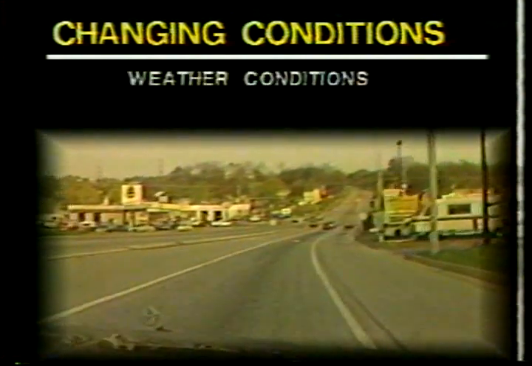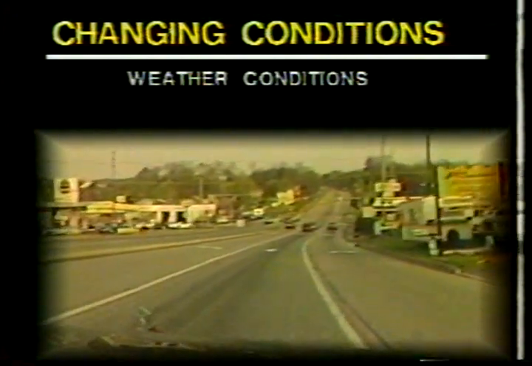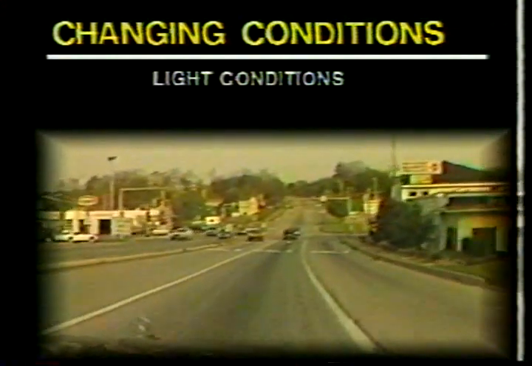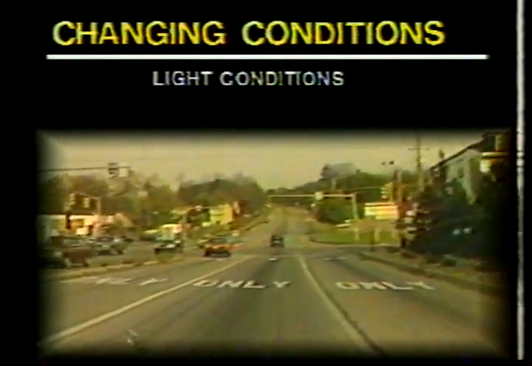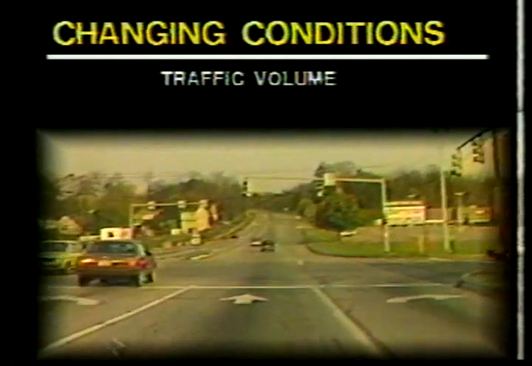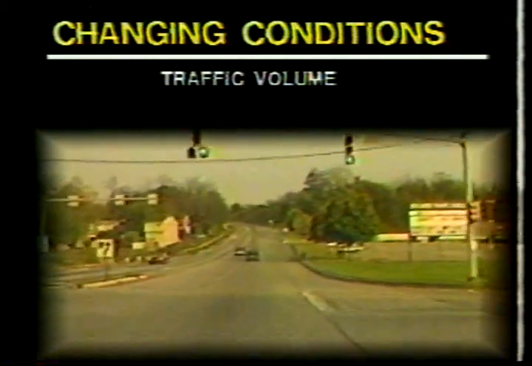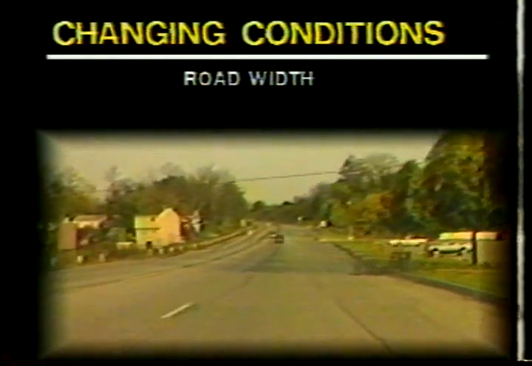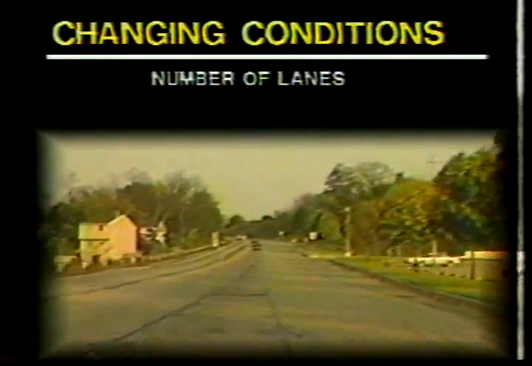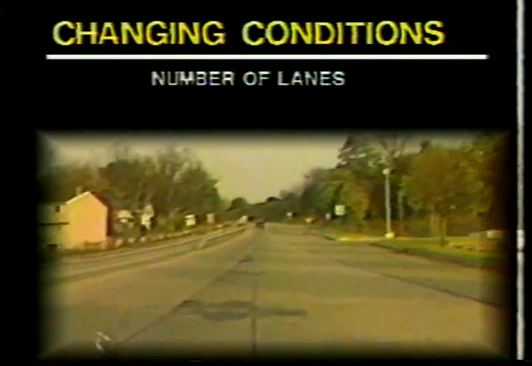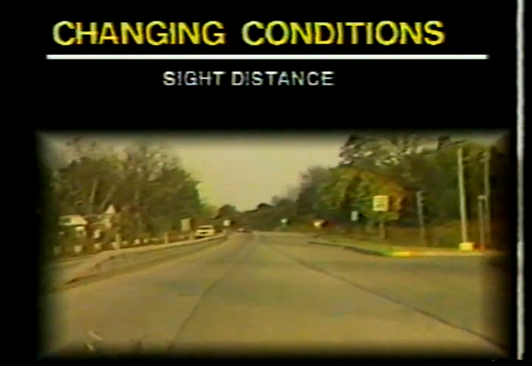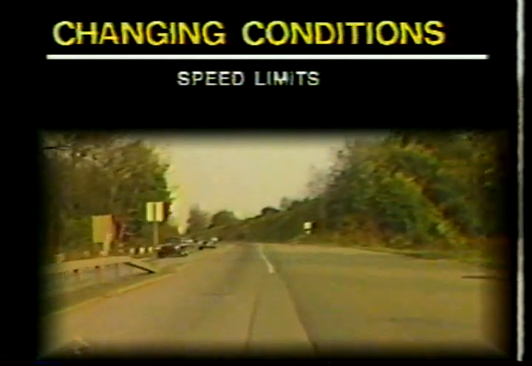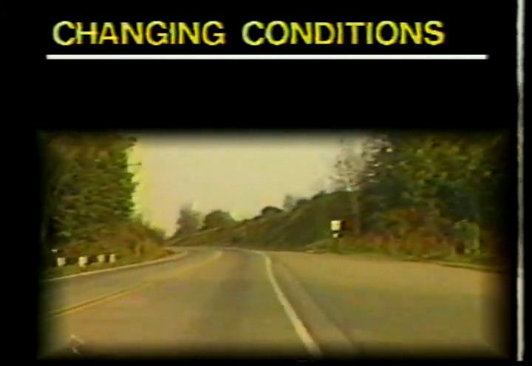Regular evaluation of your work zone traffic control is imperative for other reasons as well. Work zones experience changing conditions, and these must be taken into account. Weather or light conditions may change, traffic volumes may vary with time and location, and roadway conditions and design, such as road width, number of lanes, sight distance, speed limits, and many other factors, are quite likely to vary for work areas that progress along a roadway.